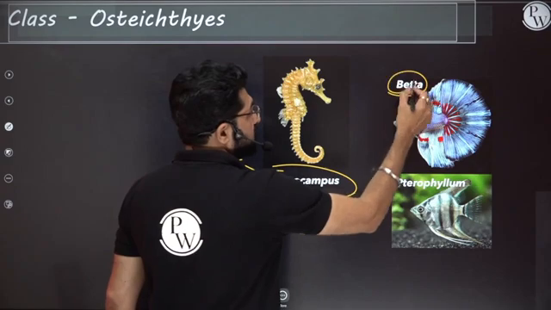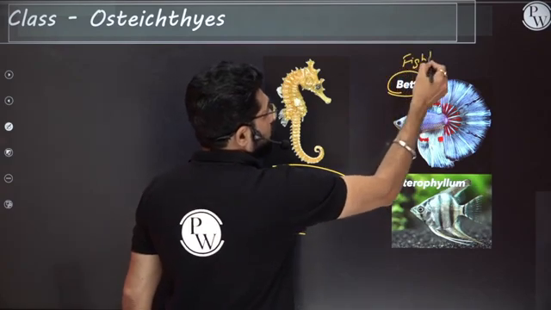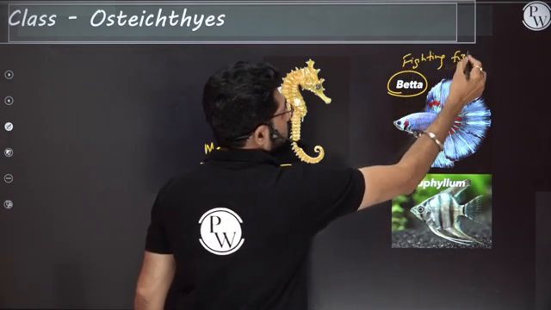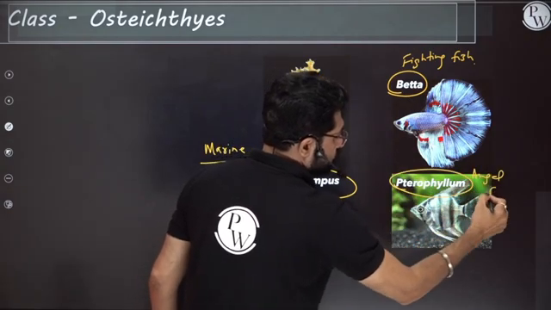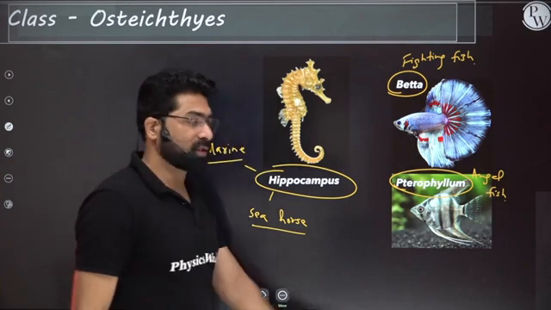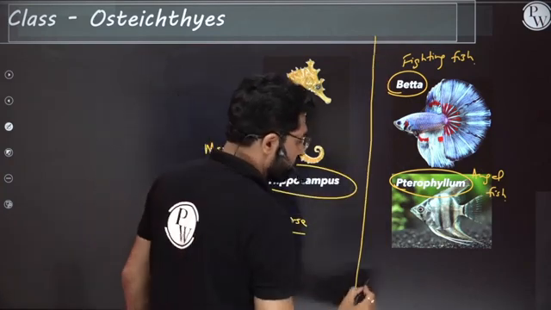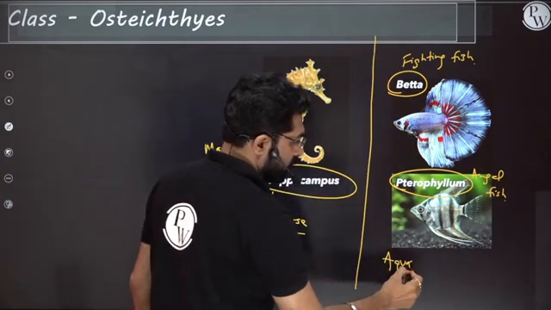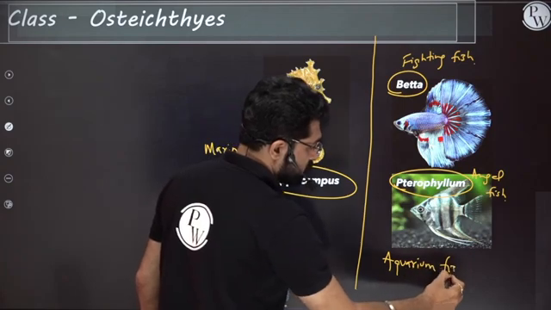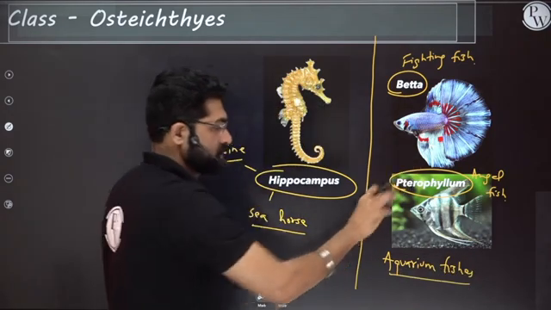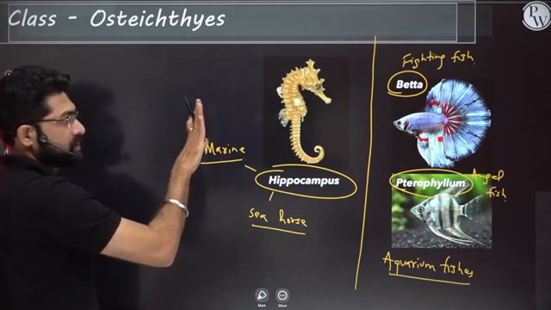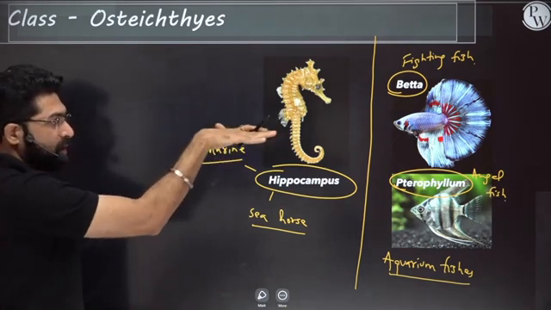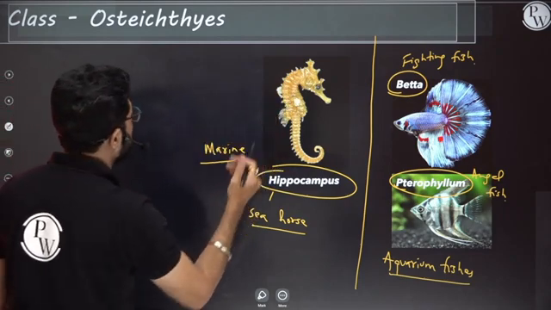Betta is a fighting fish. Common name is fighting fish here, and Pterophyllum is called angel fish. So these two are your aquarium fishes. These are kept in aquariums because of their beautiful looks. This is the only fish which swims in this vertical position, otherwise fishes move horizontally. Got it?